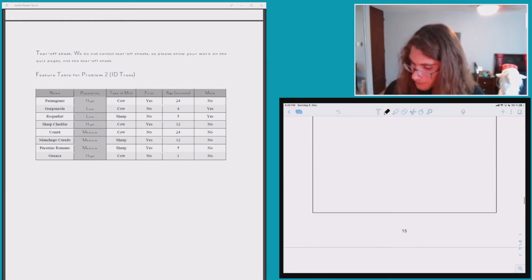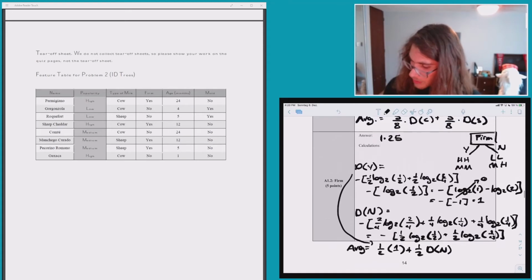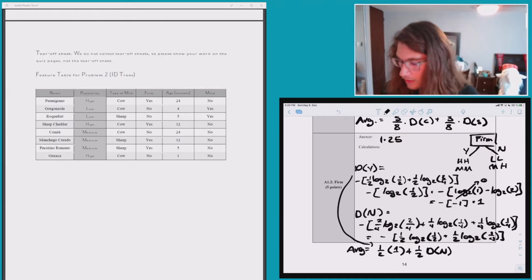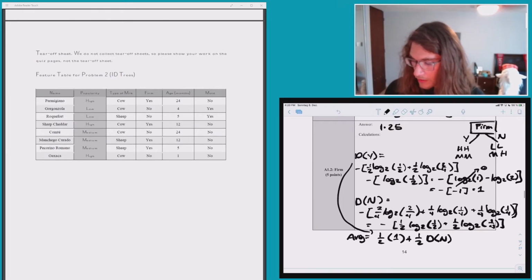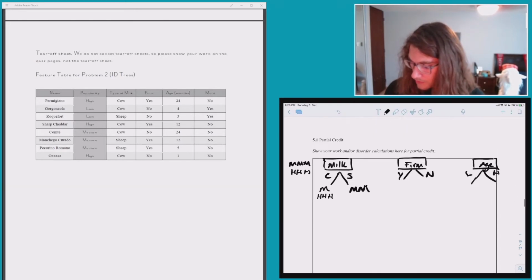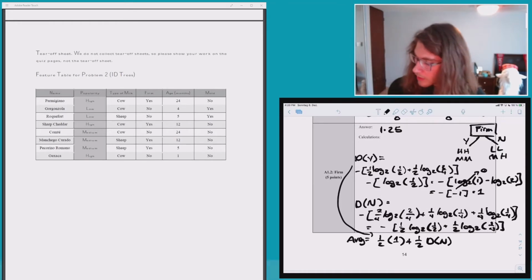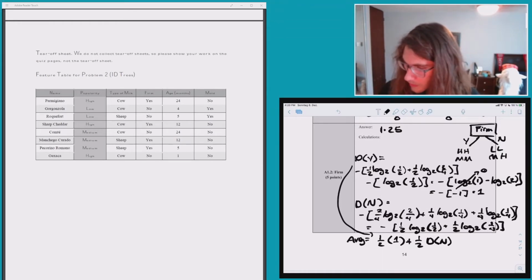Now for firm, same thing. I'm going to go back up, and in one branch I had 2 lows, a medium and a high, and then on the other branch I had 2 highs and 2 mediums. Was it yes and no? Sorry that I'm zipping around all over the place. Yep, on the no I had 2.